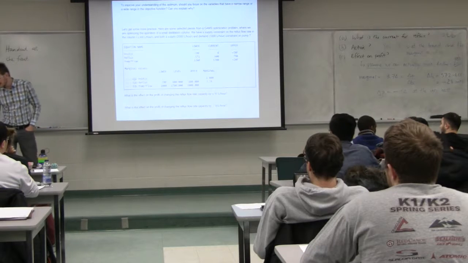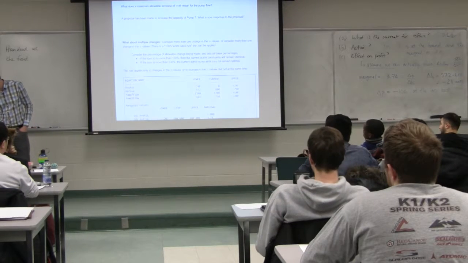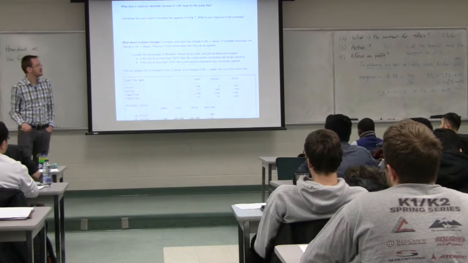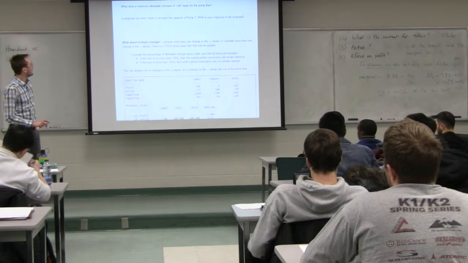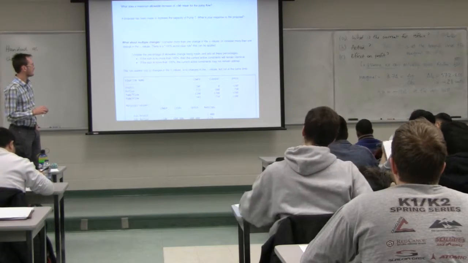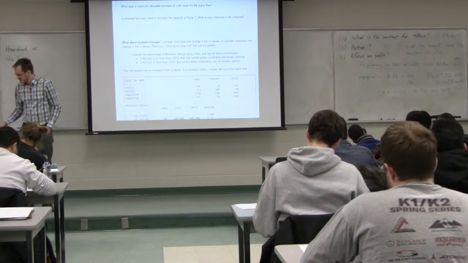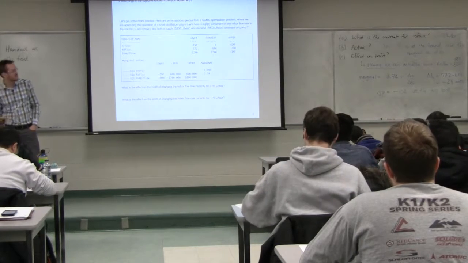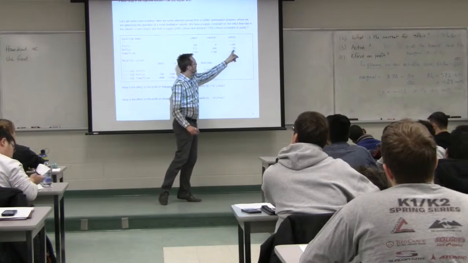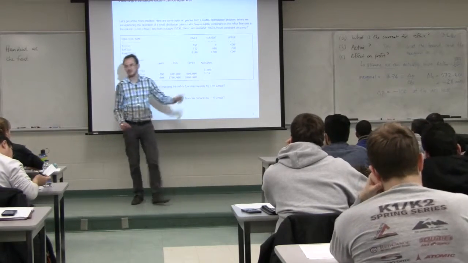Okay, so let's get a little bit more understanding of that table. Here's another question asking, right at the top of the next page, what does the maximum allowable increase of plus infinity mean for the pump flow? So if we look back at the table there, it says plus infinity over here for the pump flow. What is the interpretation of that?